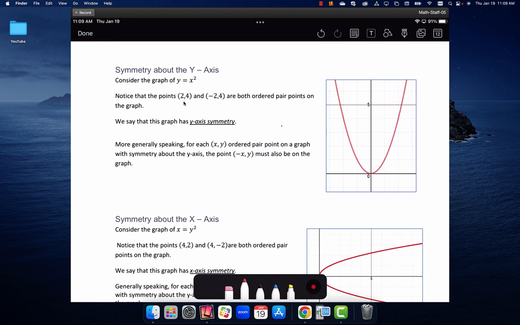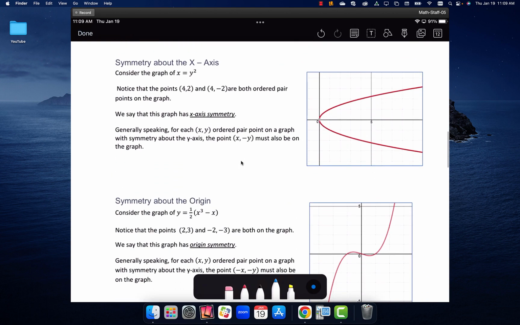Notice that the points 2, 4 and -2, 4 are both present. They're both on the graph. That's indicating that we have symmetry about the y-axis, because no matter what point you have x, y, if you also have -x, y, then we have symmetry about the y-axis. Another example we could look at, notice that 1, 1 is present, therefore -1, 1 must also be present in order to be symmetric about the y-axis.